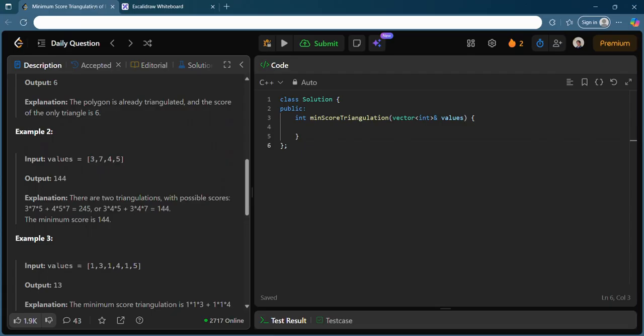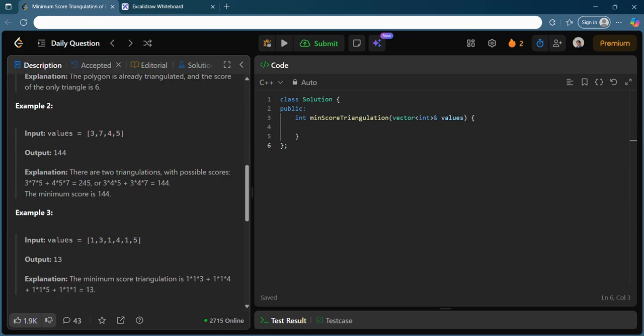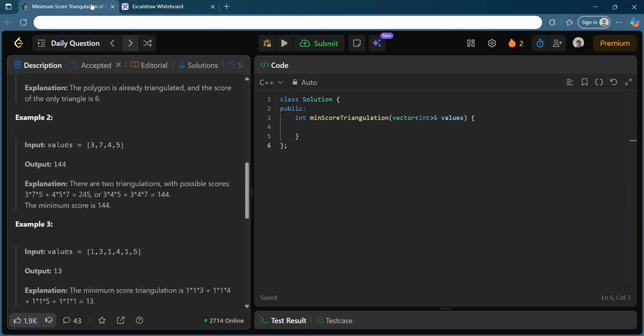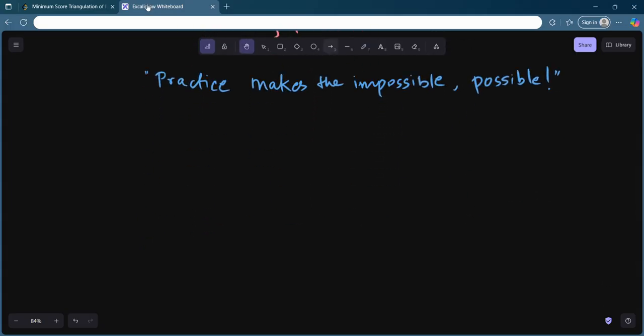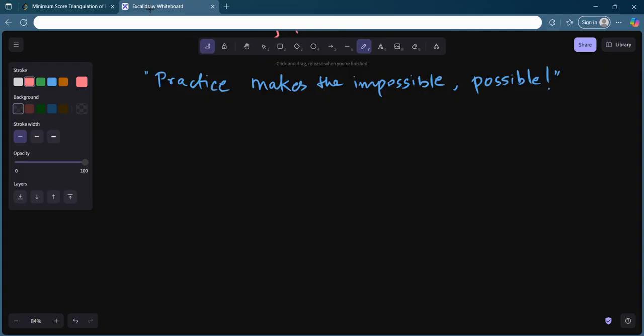As you can see here, there are multiple such triangulations possible for this value, and you need to find the minimum one. But what is all this triangulation? If you have not worked with this before, you might need to search the formal definition of triangulation on the internet. But I am here to make things easy for you, so I will show you what a simple triangulation would mean.